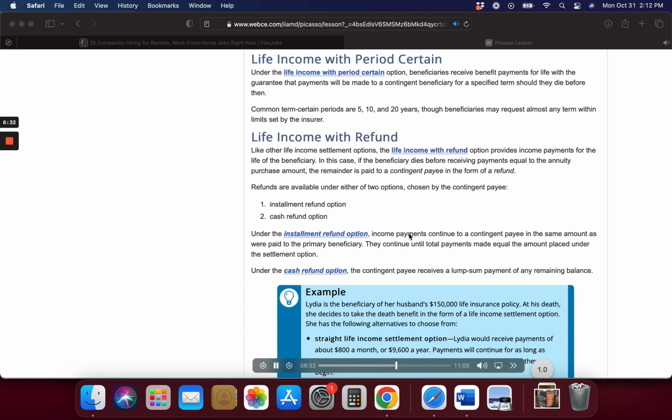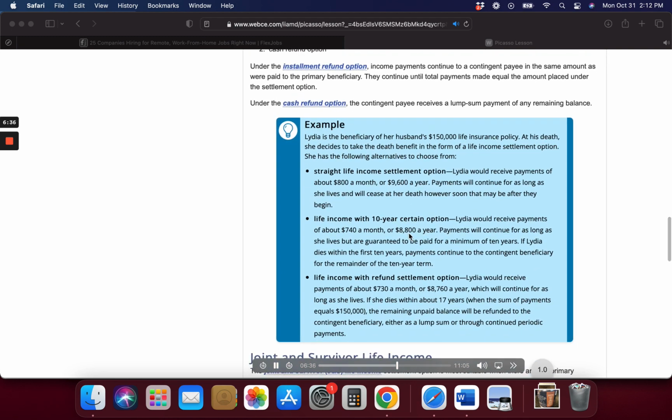Under the installment refund option, income payments continue to a contingent payee in the same amount as were paid to the primary beneficiary. They continue until total payments made equal the amount placed under the settlement option. Under the cash refund option, the contingent payee receives a lump sum payment of any remaining balance.